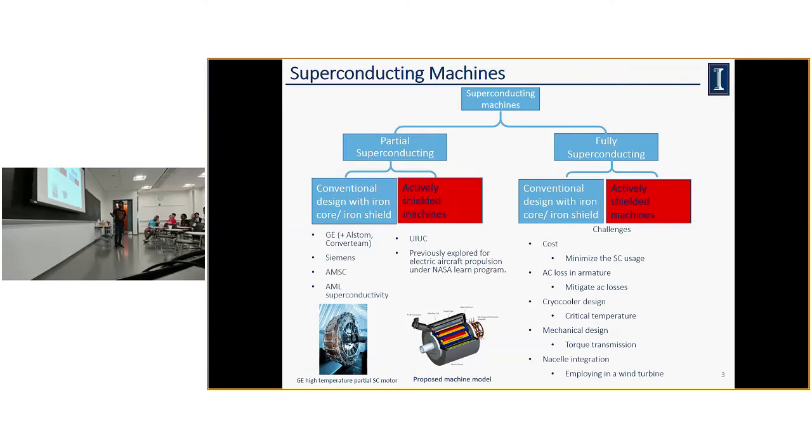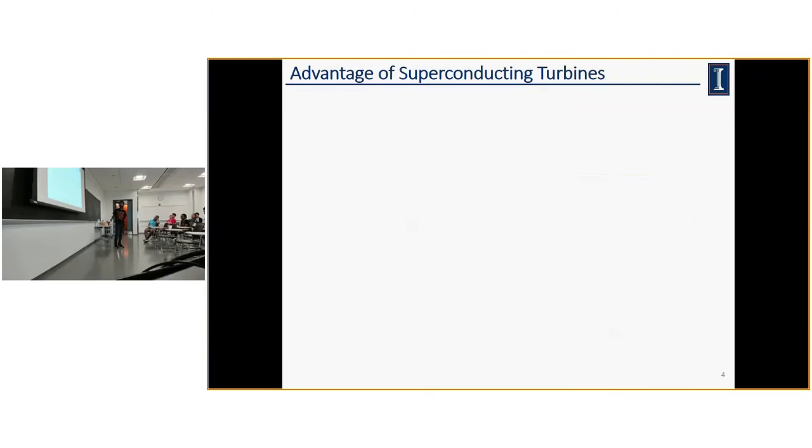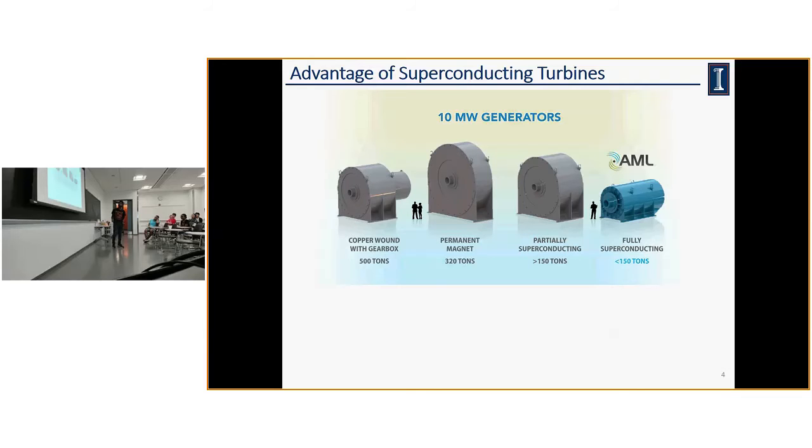And then we need to cool down the whole machine, and we have to design the mechanical machine, and then how are we going to put it in a wind turbine. So these are the challenges of a fully superconducting machine. This is a comparison picture I got from AML. You can see a conventional machine with gearbox around 500 tons, then permanent magnet, then partially superconducting and fully superconducting. It is a size comparison to show where we are going.